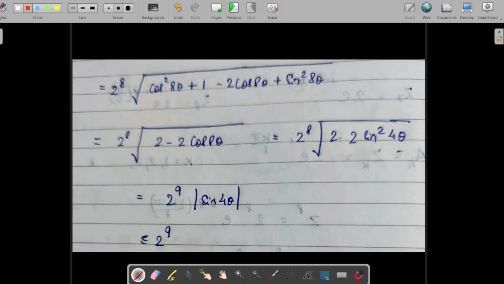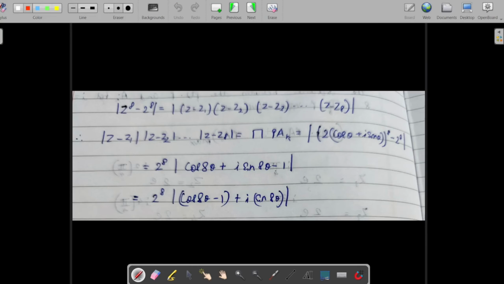Then again you take 2 common, you would get 1 minus cos 8 theta, and you will apply 1 minus cos 2a is sine squared a, right? So this angle would get half. Then you already have a 2 here, so this will be 2 sine square 4 theta. Take this 2 outside, you will get 2 raised to the power 9, and inside you will get only this single term, that is sine 4 theta. And this was the product that we required.